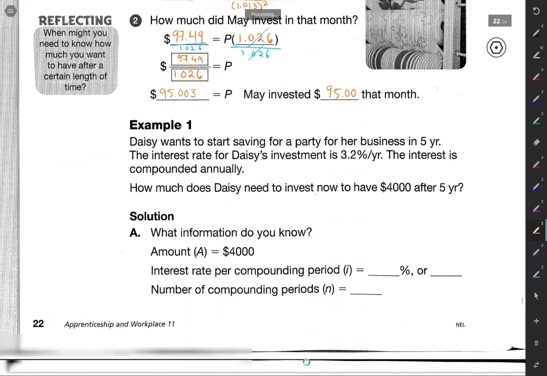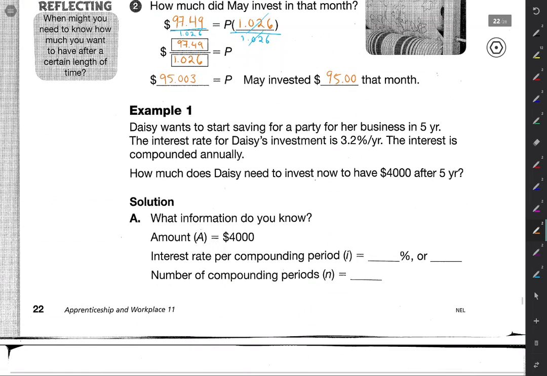Moving on to the next example. Daisy wants to start saving for a party for her business in 5 years. The interest rate for Daisy's investment is 3.2% per year. The interest is compounded annually. How much does Daisy need to invest now to have $4,000 after 5 years? So they want us to solve for the principal amount again. They want to know how much she needs to invest in order to get the amount A of $4,000. So we have A is 4,000. Now let's do the interest rate per compounding period.